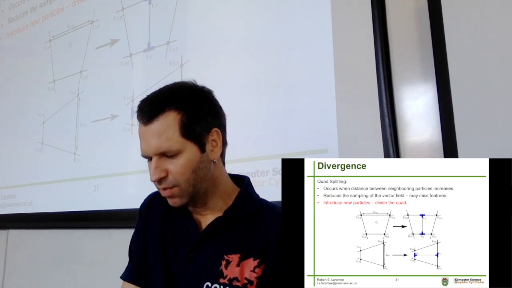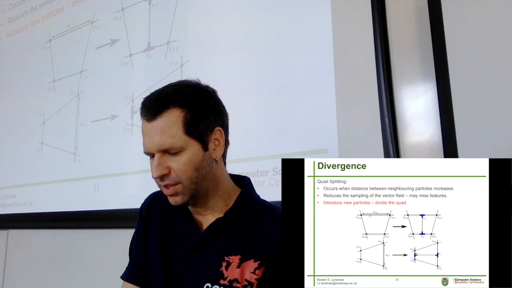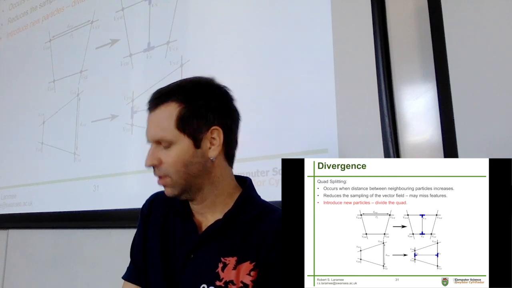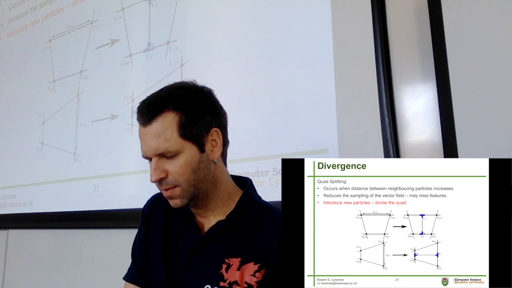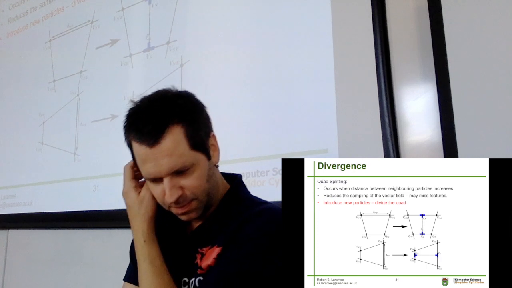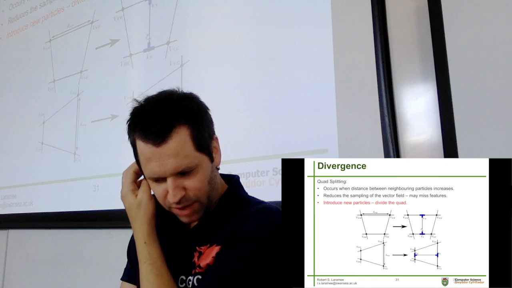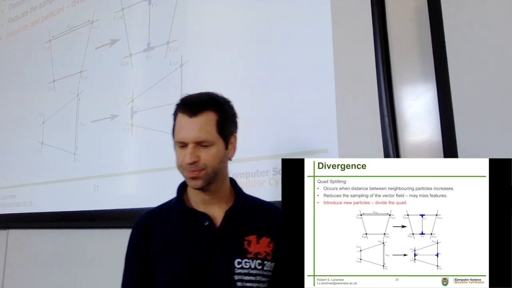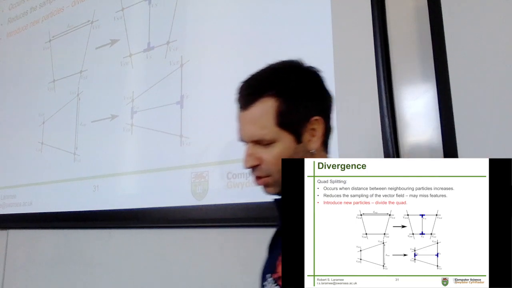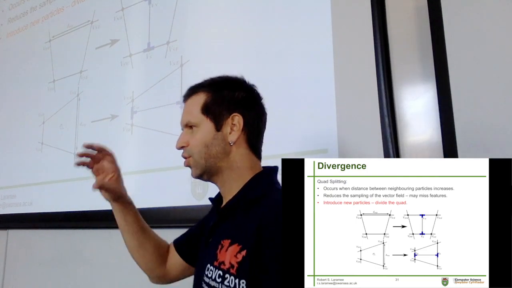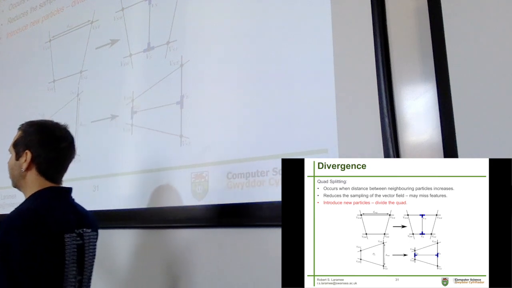So in this case, if the vertices reach a distance of DSEP away from one another, we split the quad into two, like this. So we introduced two T-junctions and two new vertices. And that's what it looks like. And this is the same image, the same thing, but just rotated 90 degrees, that one below.